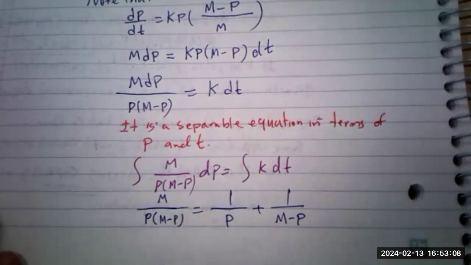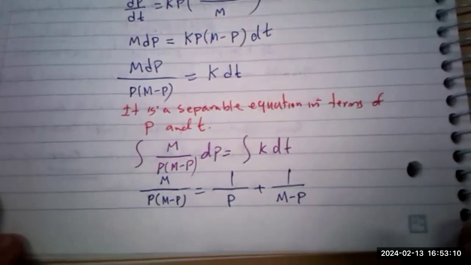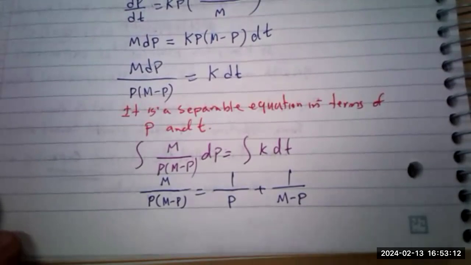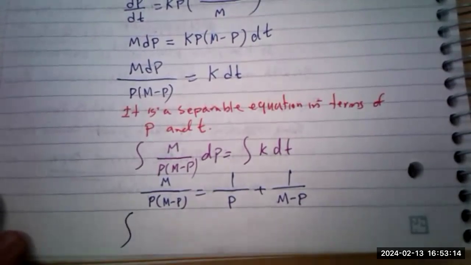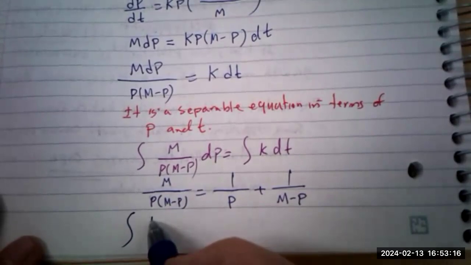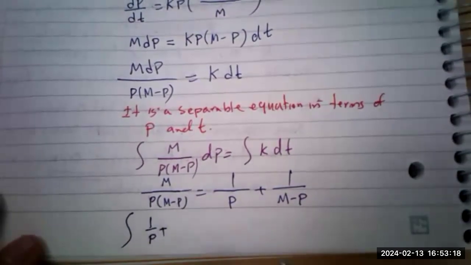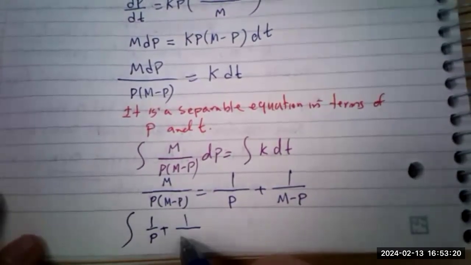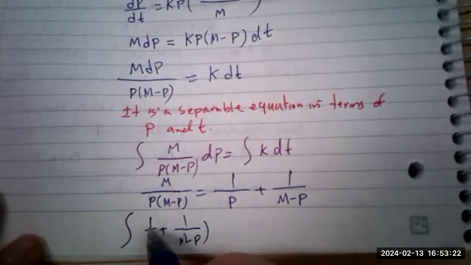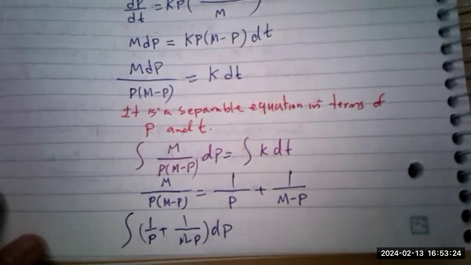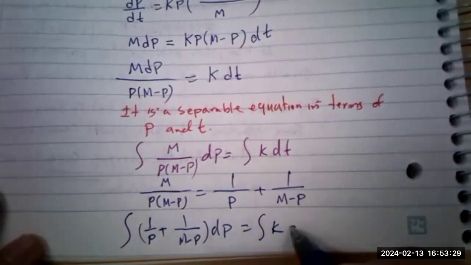So go back and continue. Take it over here and integrate it. Any question? And the common denominator gives you the same thing. So this is it. The integral would be changed into the integral of (1 over p plus 1 over m minus p) dp. And on the other side, you have the integral of k dt.